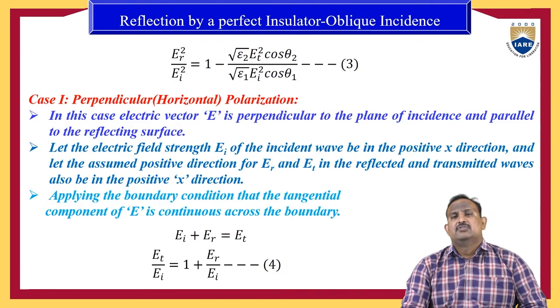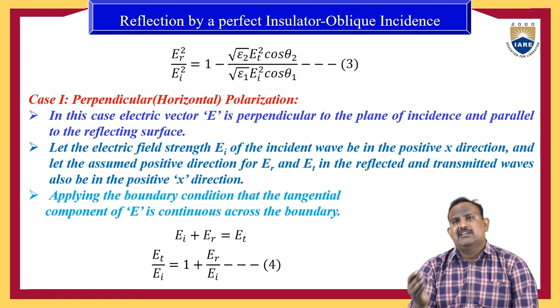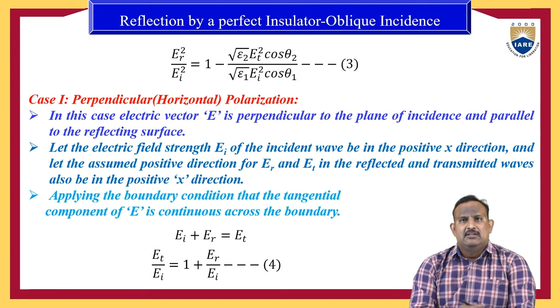Next. Here again there are two conditions. The first one is perpendicular polarization or horizontal polarization. The second one is parallel polarization or vertical polarization. So first we will see the first polarization, case one, perpendicular or horizontal polarization.